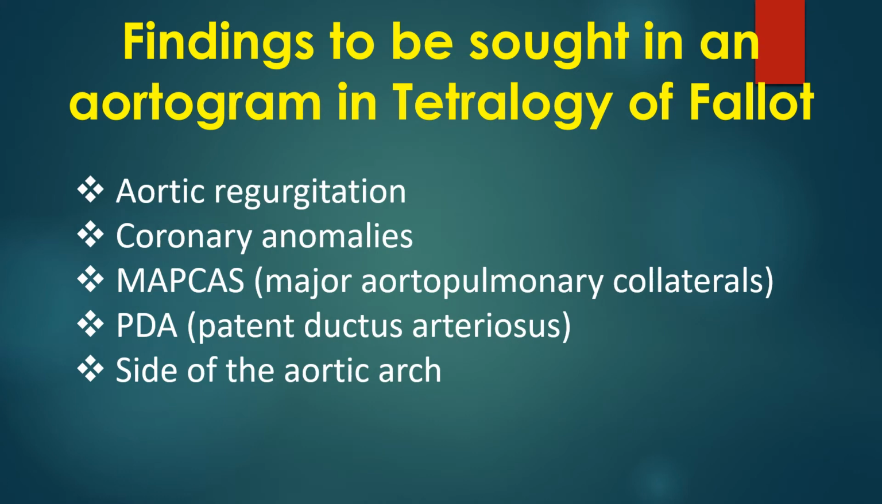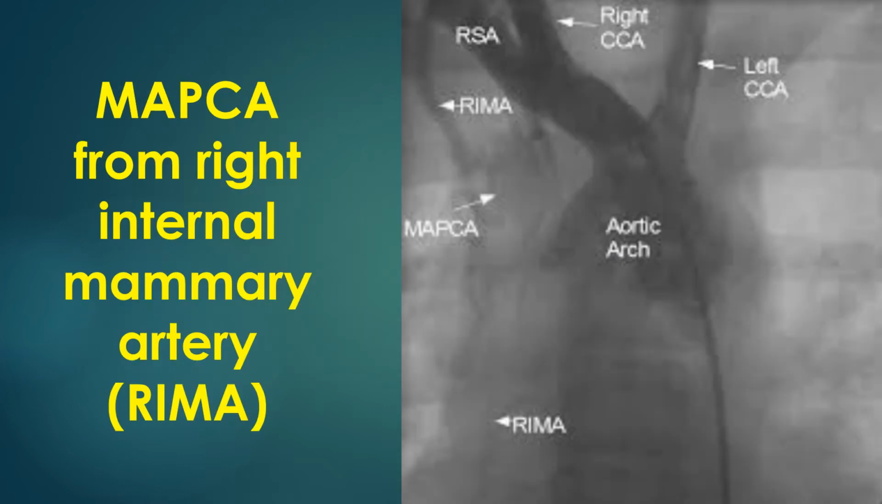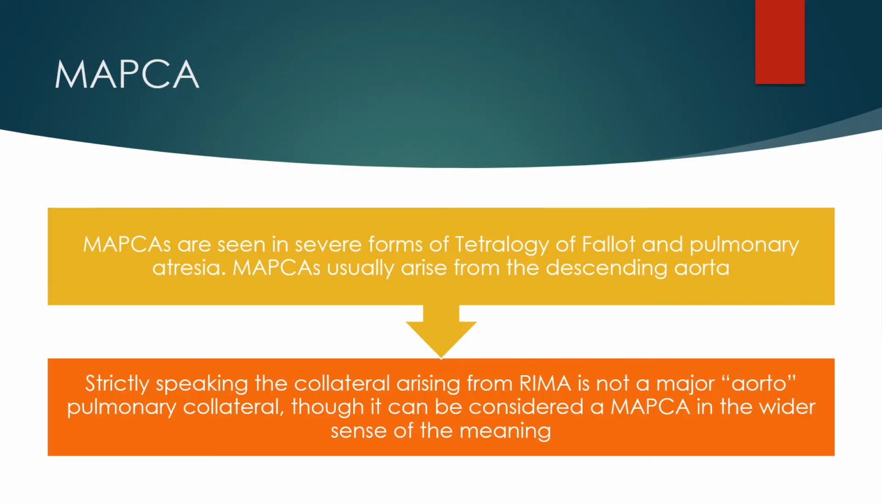Findings to be sought in an aortogram in tetralogy of Fallot are aortic regurgitation, coronary anomalies, MAPCAs, PDA and side of the aortic arch. Still frame from an angiogram with radiocontrast dye injected using a pigtail catheter kept in the right brachiocephalic artery, showing a major aortopulmonary collateral artery arising from the right internal mammary artery. MAPCAs are seen in severe forms of tetralogy of Fallot and pulmonary atresia.